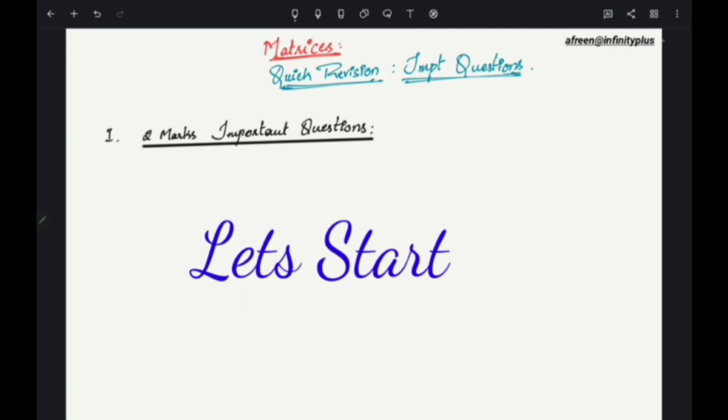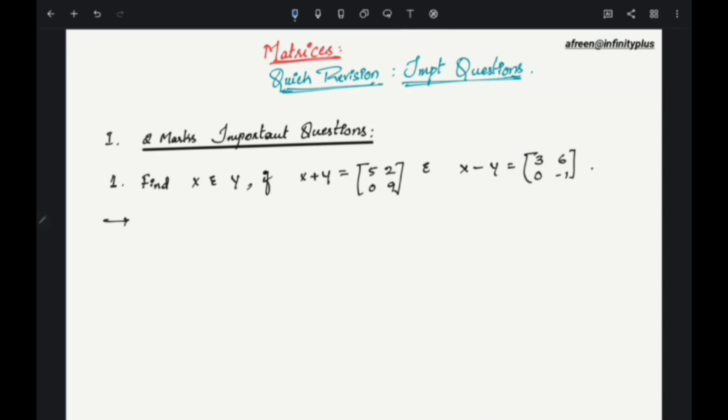So let's get started. First question: find x and y. If x plus y is given as a 2 cross 2 matrix, and x minus y is given as another 2 cross 2 matrix, you people are well acquainted with the elimination method. So write down these equations as they are. The first equation is x plus y is equal to the matrix 5 2 0 9, and write the other equation below that: x minus y is equal to 3 6 0 minus 1.